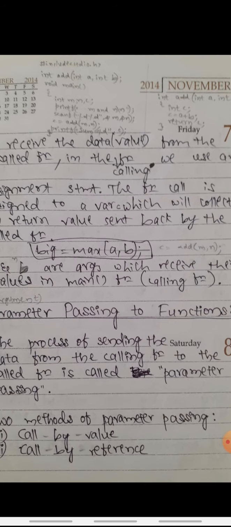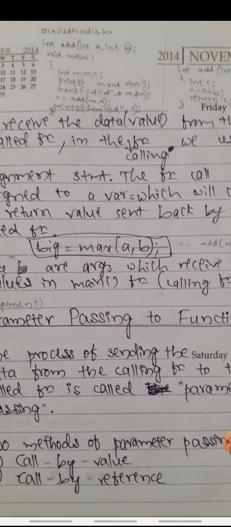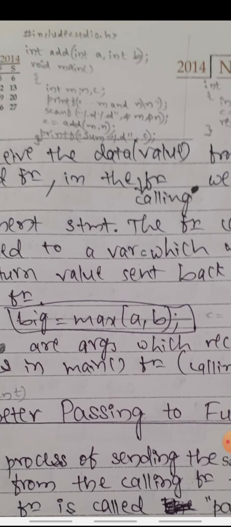See this example: #include <stdio.h>, int add(int a, int b). Here, int add means what? add is a function which returns an integer type of value, and the parameters are also specified as int a, int b. It means the calling function will pass the arguments to the called function, and the called function also returns a value in terms of int. Because of that it is declared as int add.